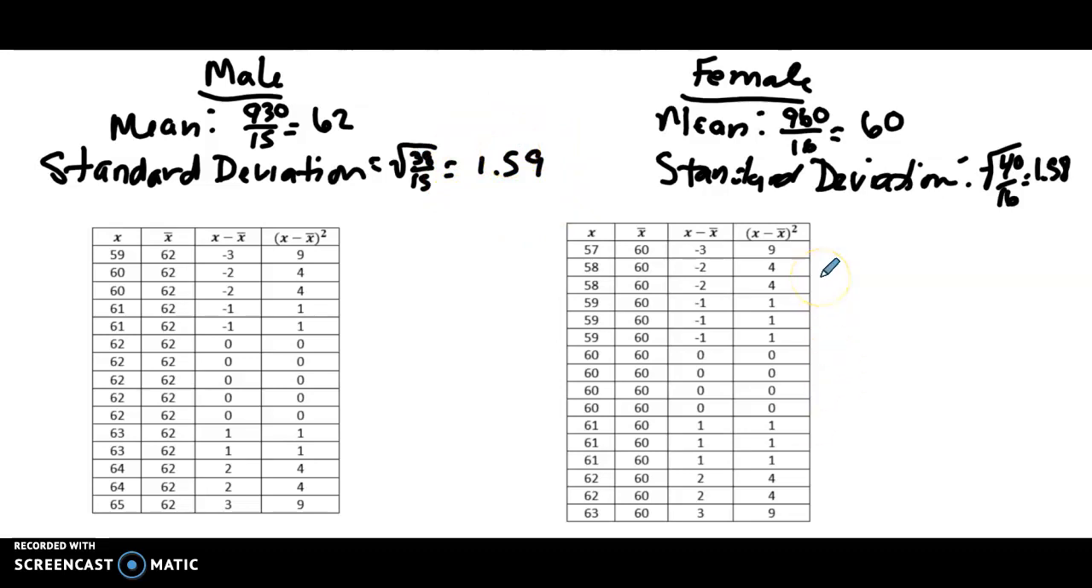Same thing for females. The mean was 60, 960 divided by 16. Hopefully you actually counted the females and realized there was a different number for both. Again, if you don't get the mean right, you can't get the standard deviation right. And then when you add it up, you got 40 divided by 16, and you square root the answer, and it's 1.58. All right, so we did all that to write our sentences.